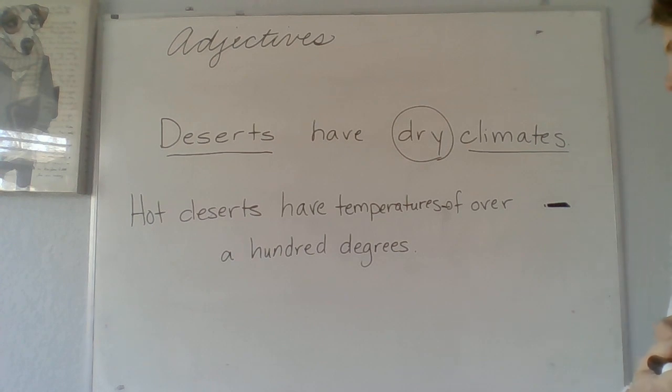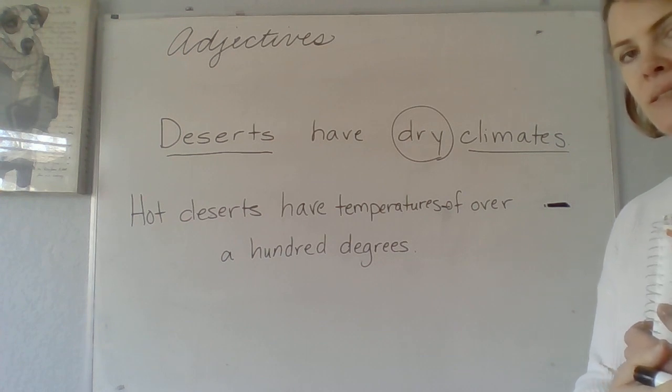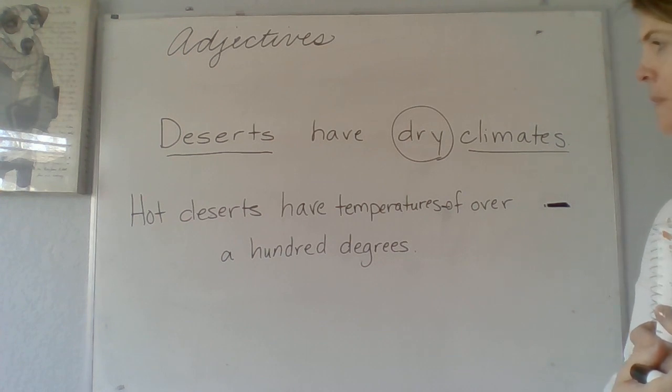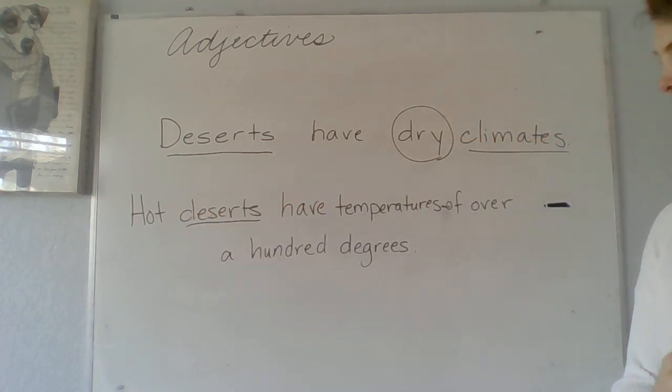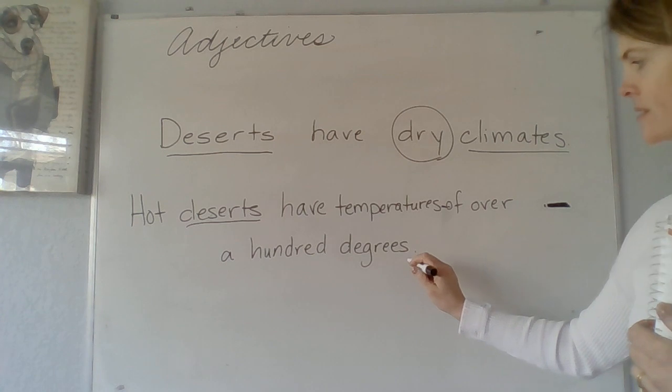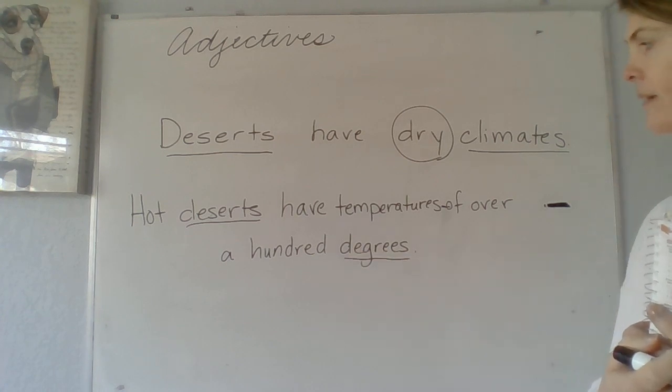Hot deserts have temperatures of over 100 degrees. What are our nouns in this sentence? Deserts, of course. What else? Degrees. That's a thing. We count with degrees. We measure with degrees. That's a thing. What else?